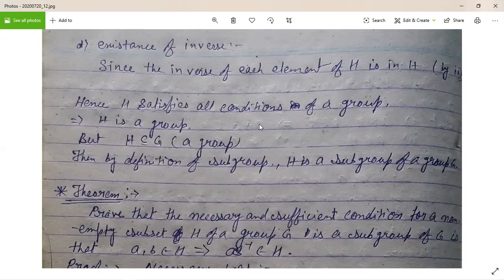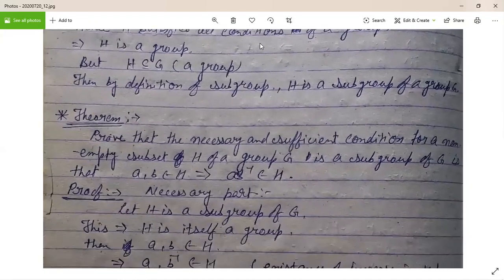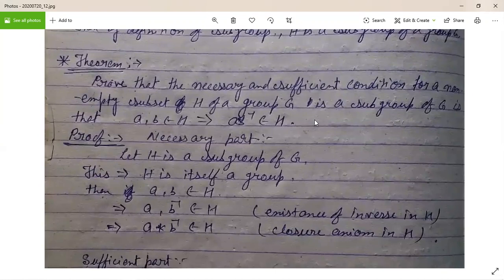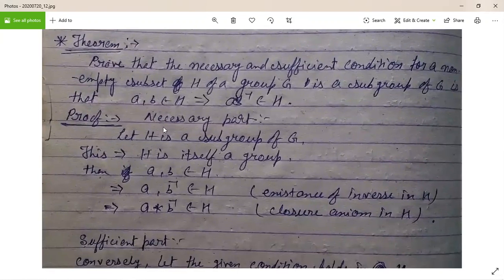This is hence the theorem. Now, we are going to prove the second theorem, which is also a necessary and sufficient condition. In the previous theorem, we saw two conditions. The first one is the closure axiom, and the second one is the inverse. This theorem is the combination of these two conditions.